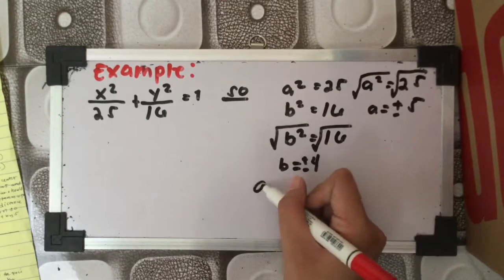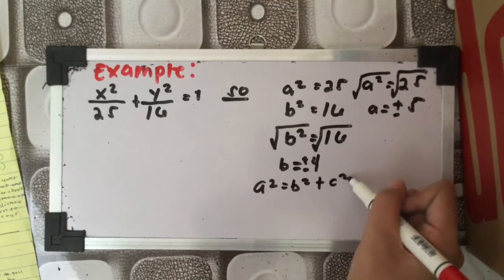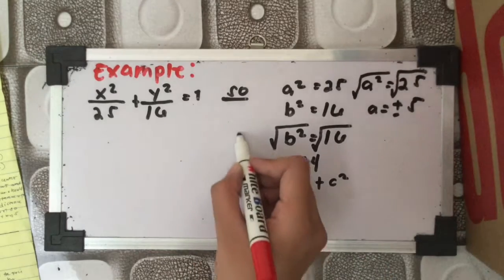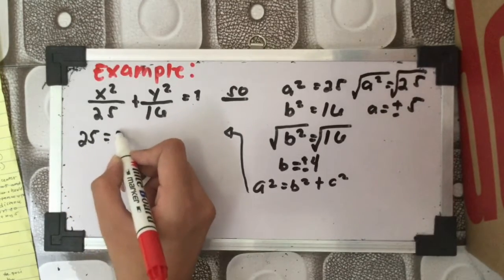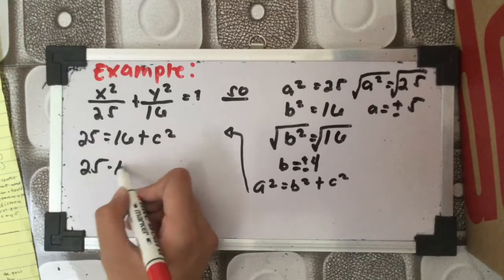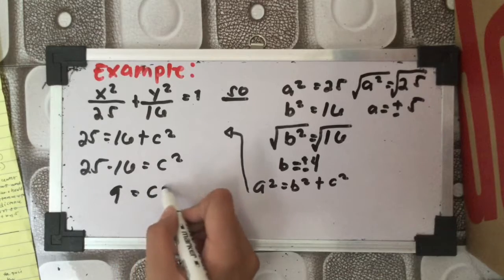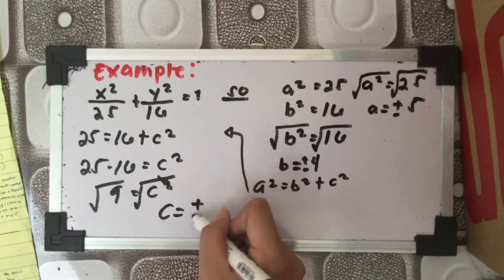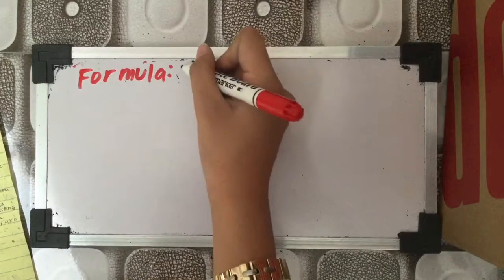So, we will be getting the relationship between a, b, and c. And to get the value of c, we will use this formula: a squared is equal to b squared plus c squared. a squared is 25, b squared is 16, and c squared is unknown. 25 minus 16 equals c squared. So, 25 minus 16 will be 9. Take the square root of both sides to cancel the square on c. The answer would be c equals positive or negative 3.